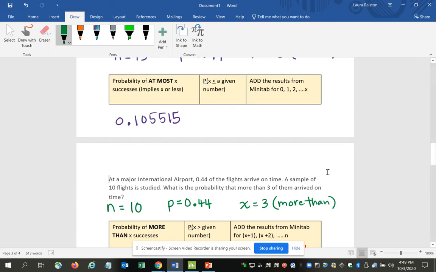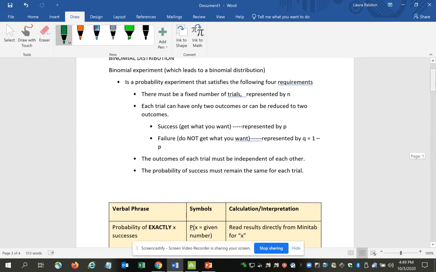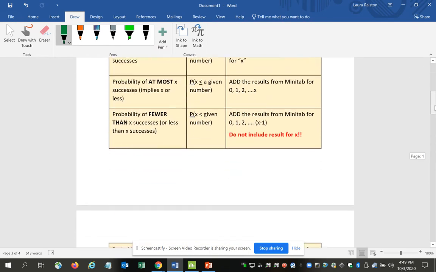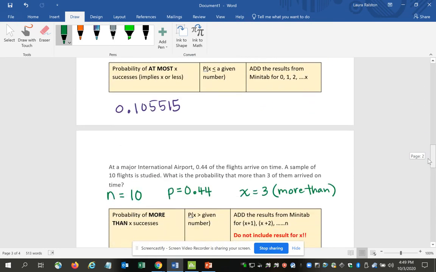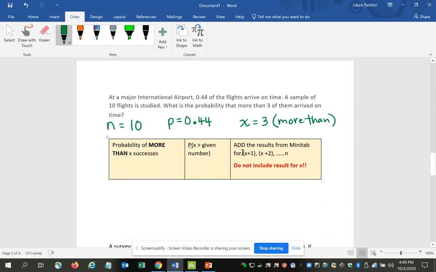So again, I go back up to the table, and I look for those keywords, more than, and it tells me, and I've copied it here, that I need to add the results from MINITAB for X plus 1, X plus 2, all the way up to N. Notice in red it says do not include the result for X, because the question says more than that. So you're not including the X value. Okay, so I'm going out to MINITAB again.